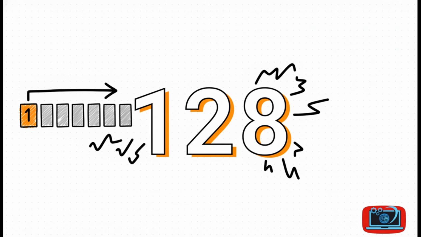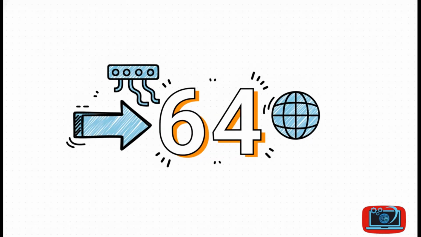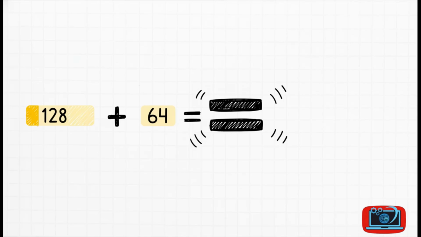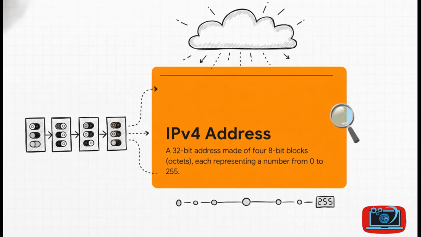We only look at the slots that are turned on. So the first on slot has a value of 128. And we add to the value of the next on slot, which is 64. Which gives us a grand total of 192. And that's it. That's all there is to it. That is how a computer takes a simple string of on-off electrical signals and turns it into a number we recognize.